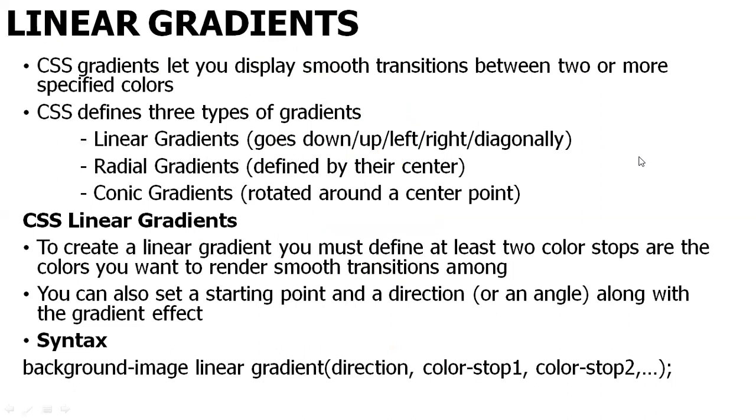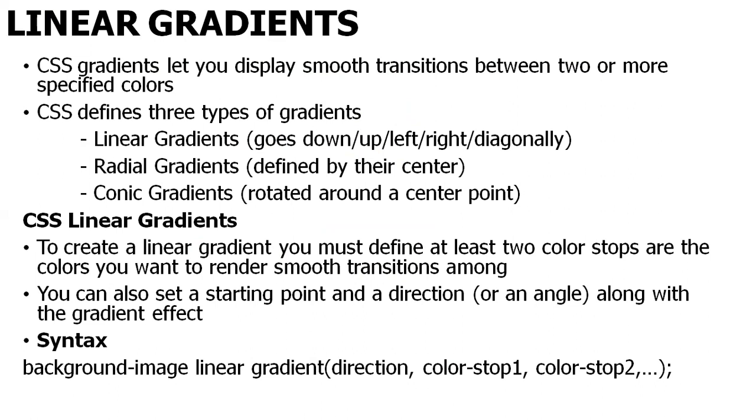The linear gradients. What is a linear gradient? In this video, we will learn about linear gradients. CSS gradients let you display a smooth transition between two or more specific colors. CSS defines three types of gradient. The first one is the linear gradient, which goes down, up, left, right, and diagonally. Then the radial gradient, defined by its center, and the conic gradient, rotated around a center point.